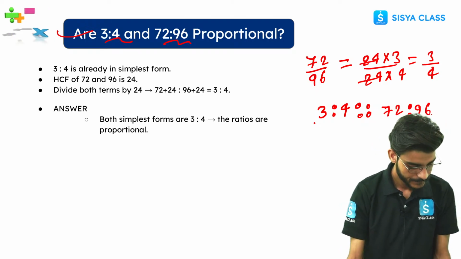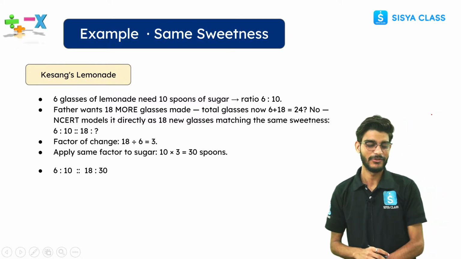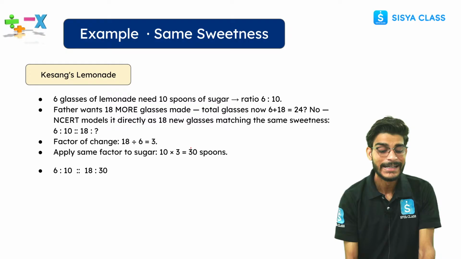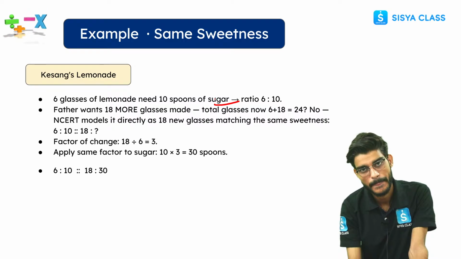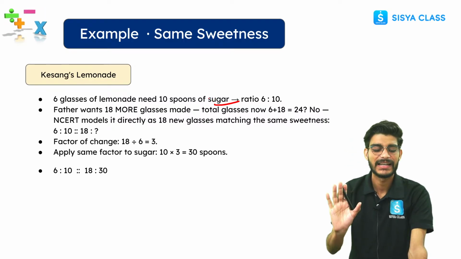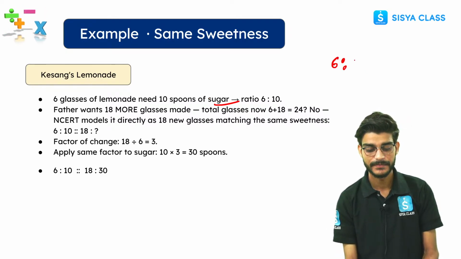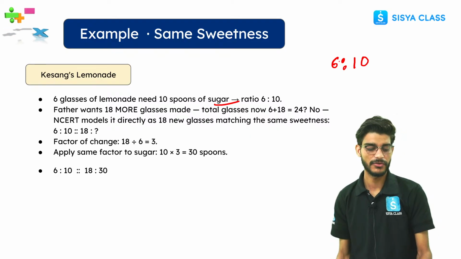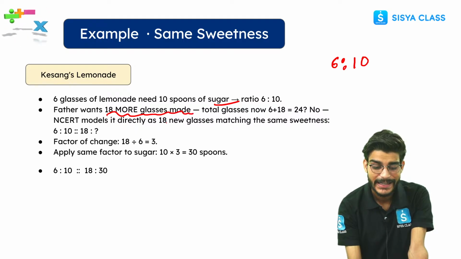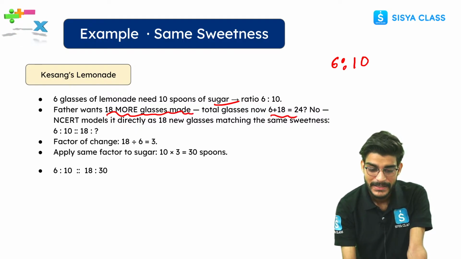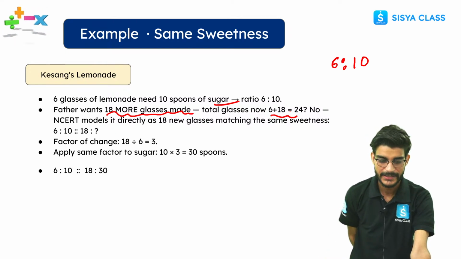Clear? Okay, so let's move on to one example, that is the same sweetness. Okay, the lemonade example I have given you: 6 glasses of lemonade need 10 spoons of sugar. So what is the ratio here? 6:10. Yes, sir, 6:10. Father wants more glasses made. That is fine.